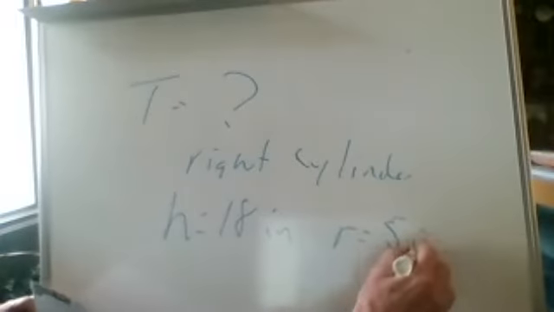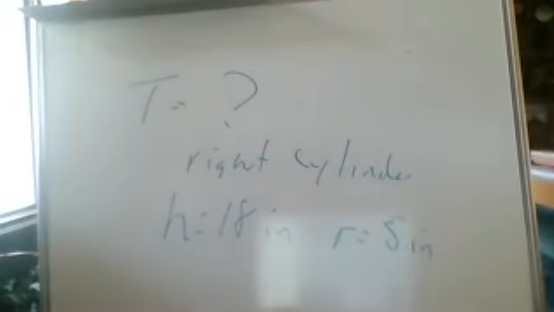Okay, next question gives you the total surface area of a right cylinder. We want to find the total surface area of a right cylinder if you know the height is 18 inches and the radius is 5 inches. Should be pretty simple. Just plug in the formulas, do your work. This should be really, really easy. Just make sure you use the appropriate units.